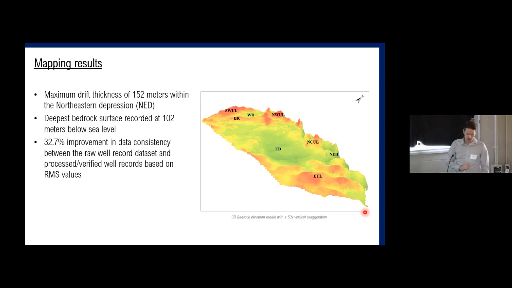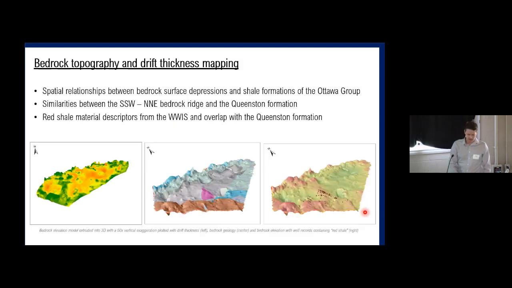I also did a quick QA/QC, once I had spent, I don't know, 100 or so hours cleaning up those well records, looking back and saying, okay, was this worth it? Was it worth spending all this time? There's about a 32% improvement in data consistency. The raw input data, that depth to bedrock field, matched the interpolated surface about 32% better from the cleaned up well record data set. So now that we've established that, it was time to look at those bedrock topographic and drift thickness maps and compare them with our bedrock geology in the area.